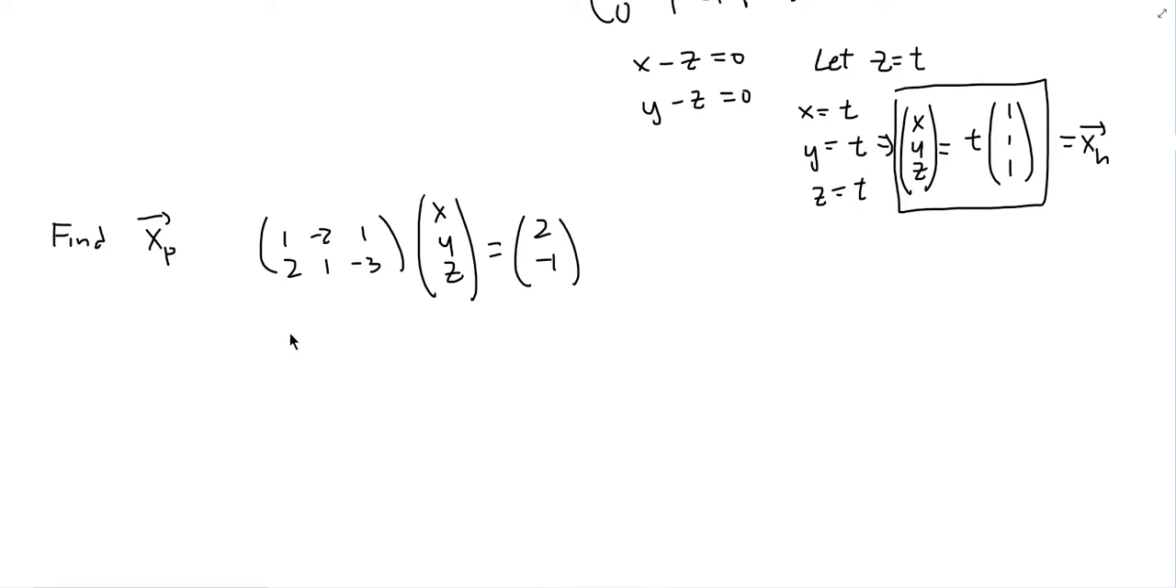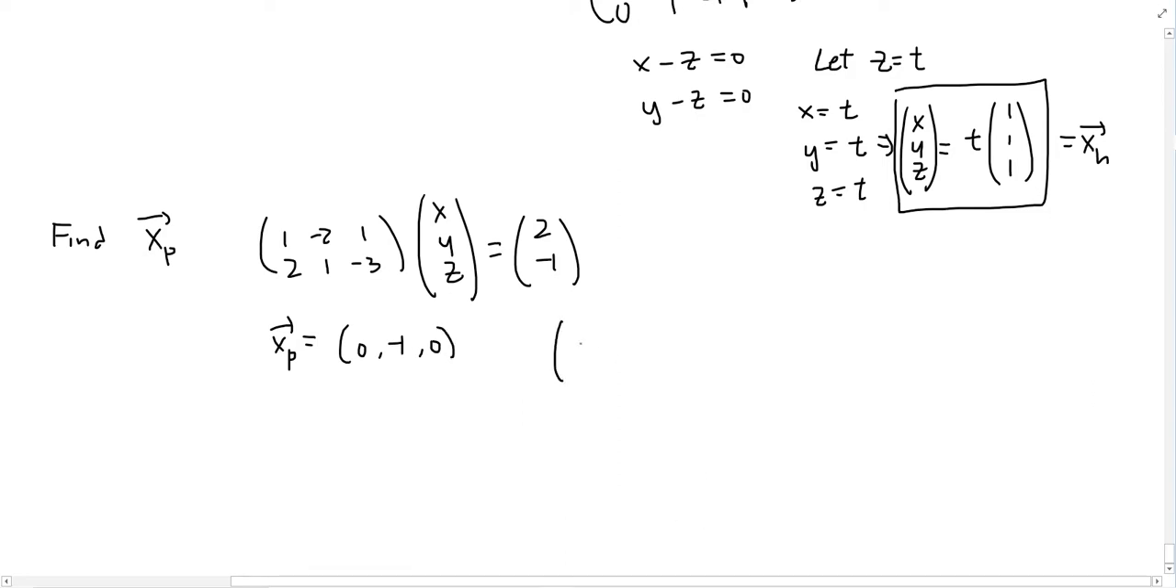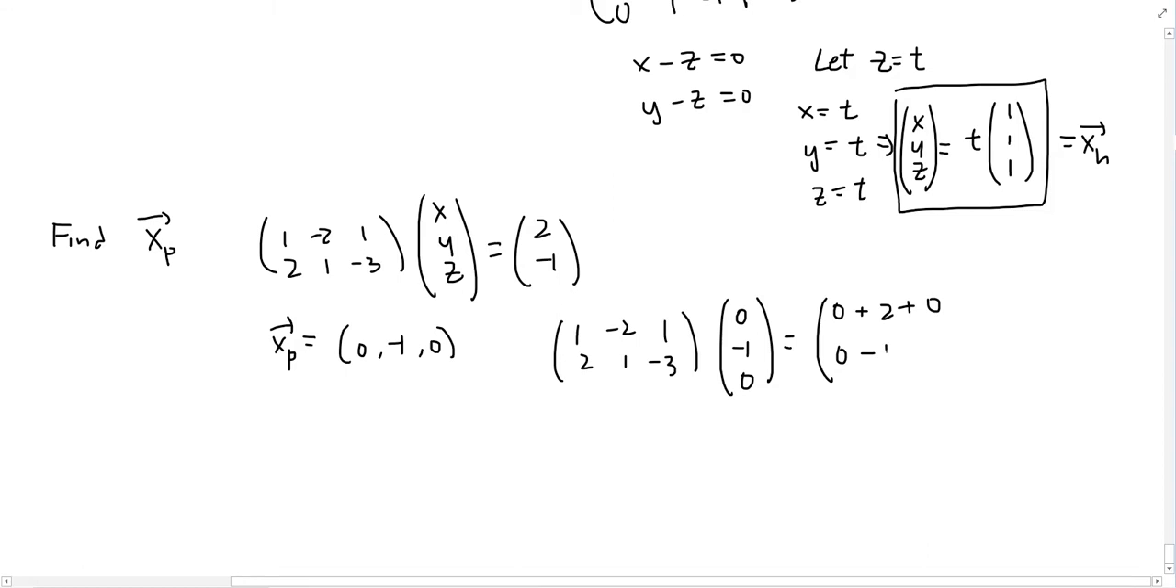Most students come with one of 2 answers. The first one that most of my students figure out is this one. 0, negative 1, 0. To see that it works, all I have to do is just multiply by the coefficient matrix to see what happened to it. So the top will be equal to 0 plus 2 plus 0. The bottom becomes 0 minus 1 plus 0. That comes out to be 2, negative 1. There you go. That means 0, negative 1, 0 work.